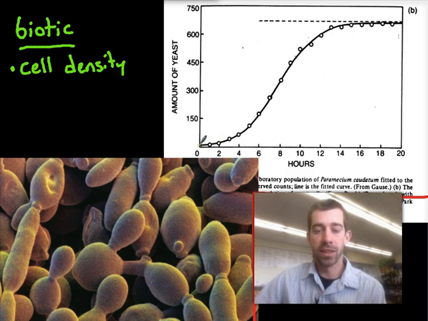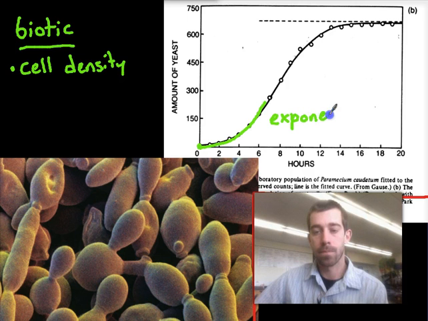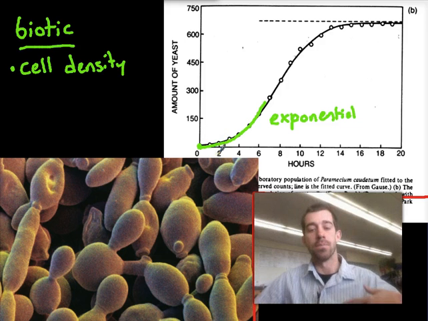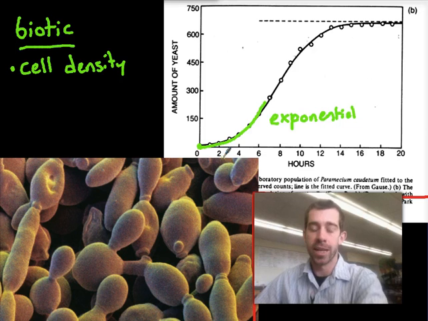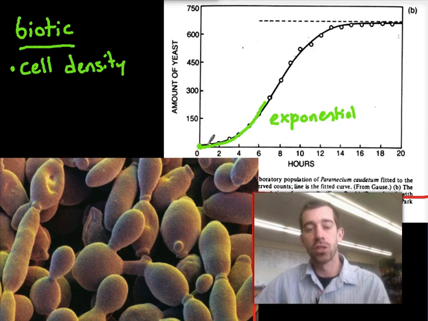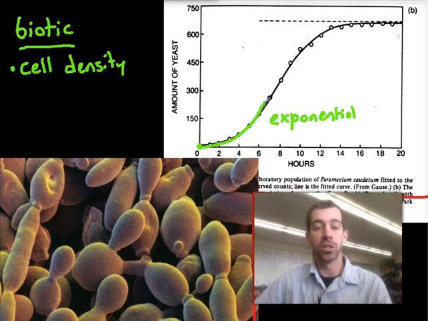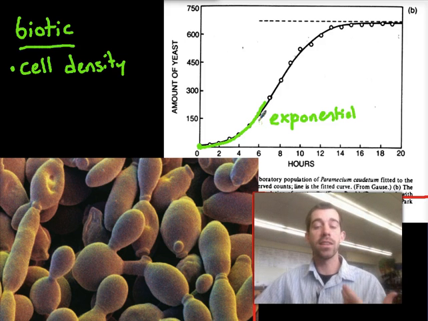So we start off with a very little bit of yeast at the beginning, and for the first part, we have what's called exponential growth. This is essentially doubling. So you're getting about twice as much yeast for 1 hour as you are for the next hour. And so this is a really fast growth of the population. That's because there's very little yeast and there's a lot of resources.